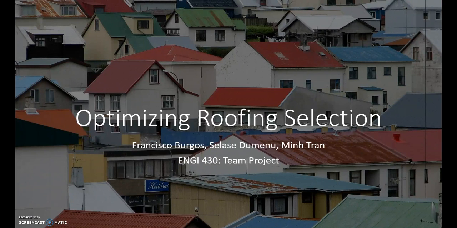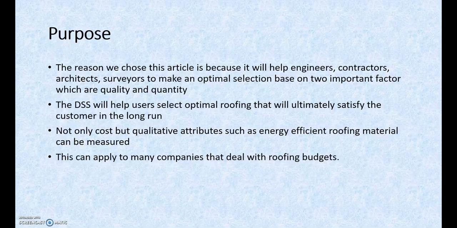This is our ENGI 430 final team project, and our topic was optimizing roof selection. The reason why we chose this article was because first we were looking for a topic that related to us as engineers, and then roofing is something that engineers, contractors, architects, and surveyors deal with, especially with building and facility planning.